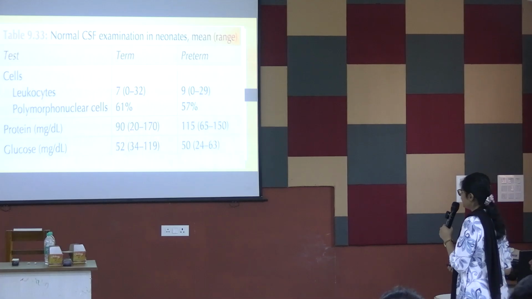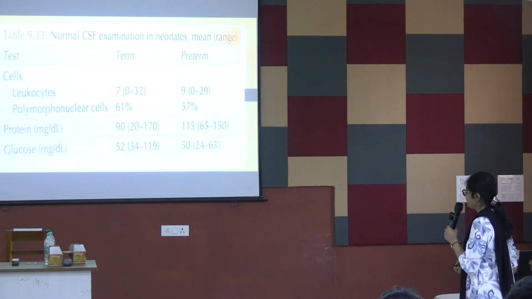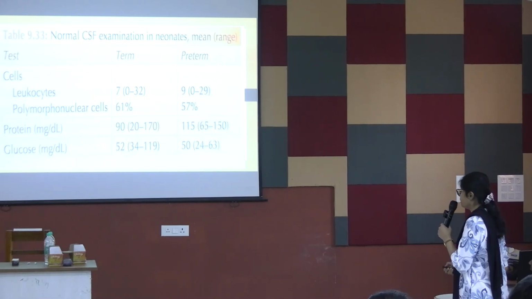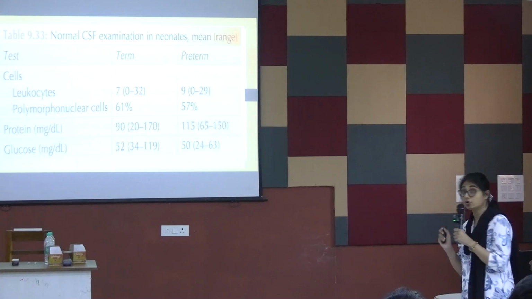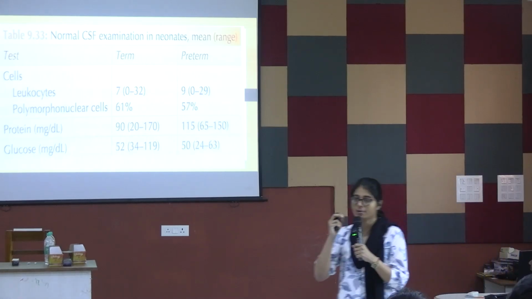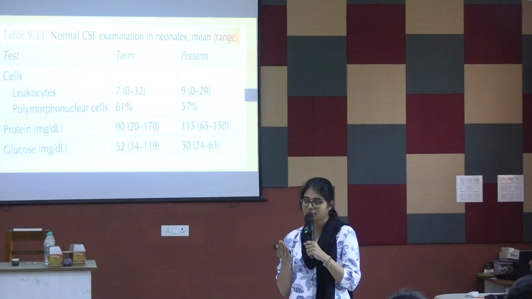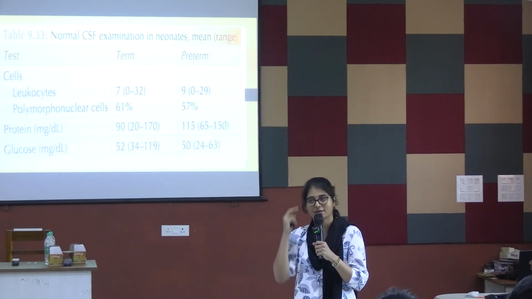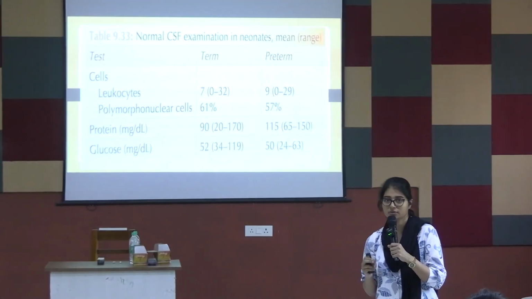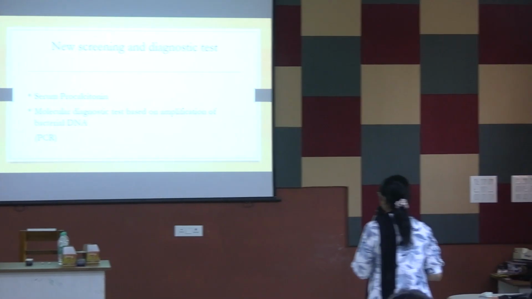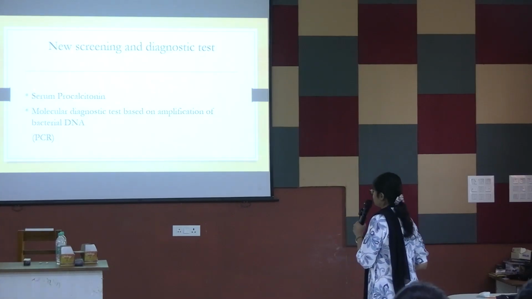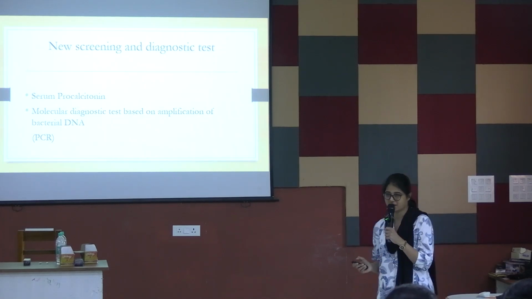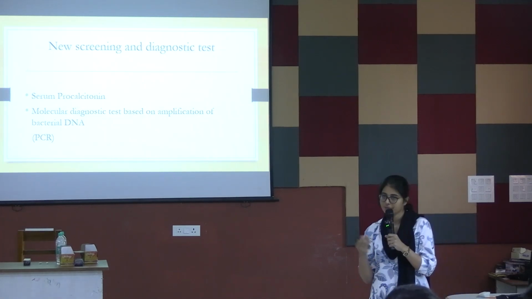Protein 20 to 170, on an average 90, is normal. 115 milligram per dL is normal. For glucose, 52 and 50 are normal. So you need to know the normal parameters. Whenever you interpret the CSF report of a newborn baby, you will have to keep the normal parameters in mind. The reference values for neonates are different. Now there are some newer tests also, like serum procalcitonin and molecular diagnostic tests based on amplification of bacterial DNA, that is polymerase chain reaction. We don't do them routinely, but these are there.